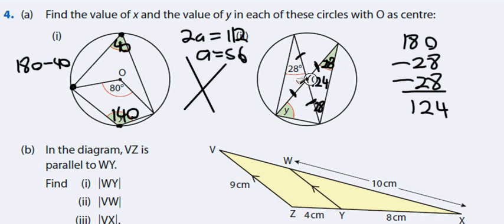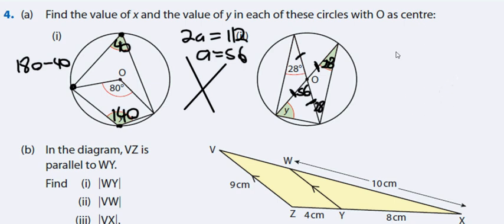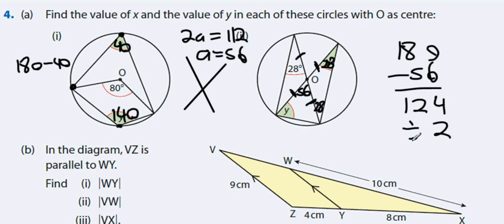Okay, I know that this here is 56 degrees. I know Y is an isosceles triangle, so if we get 180 minus 56, that's going to give me 124. Divide 124 by 2 because both of these angles are the same, Y and Y, and what we're going to get is 62 degrees. So Y is 62 degrees and X is 28 degrees.